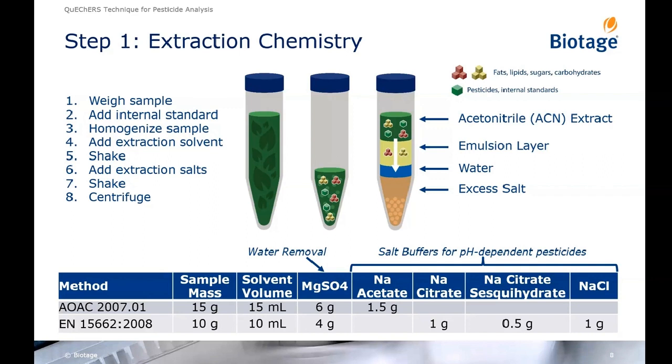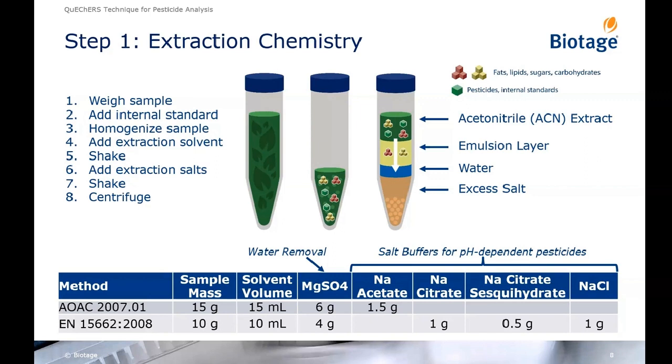Now, once you add your extraction solvent, you will also add these extraction salts. And these salts, depending on what method you're following, whether it's AOAC or the European Commission, will have a different range of materials in them. Magnesium sulfate is used for removing any excess water in the sample. It also will have buffers, sodium acetate, sodium citrate sesquihydrate, and sodium chloride. These buffer the sample to push the pH-dependent pesticides into the acetonitrile layer, which is, again, on the top.